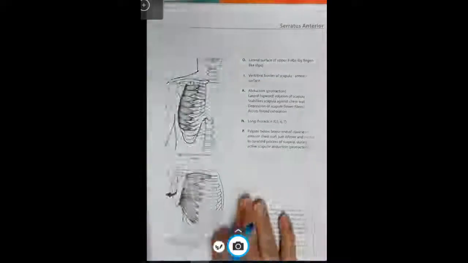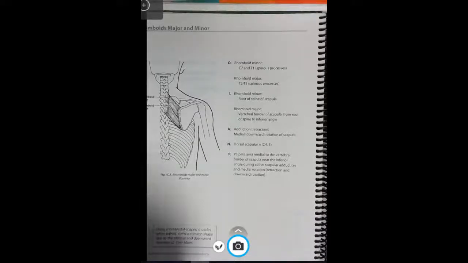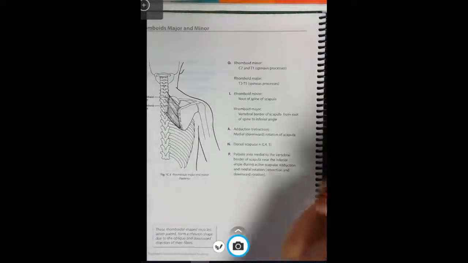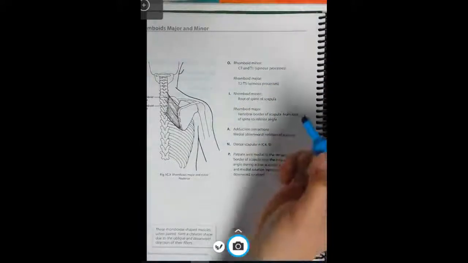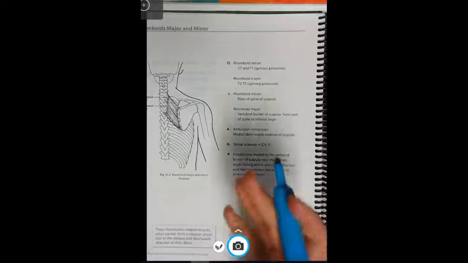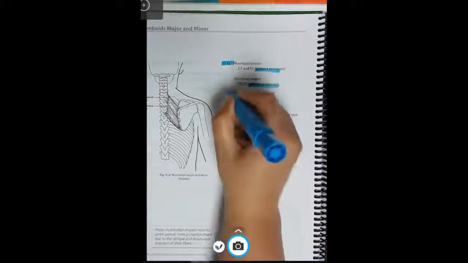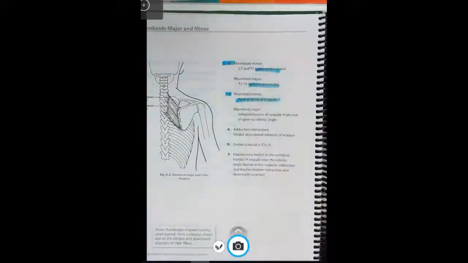And we'll just keep going. Kind of the same process here. Something that you're going to want to highlight in your book and make sure. So rhomboids, we are not going to decipher them between minor and major. You're just going to hear me say rhomboids. So our origin is the spinous process. Our insertion is the root of the spine of the scapula.